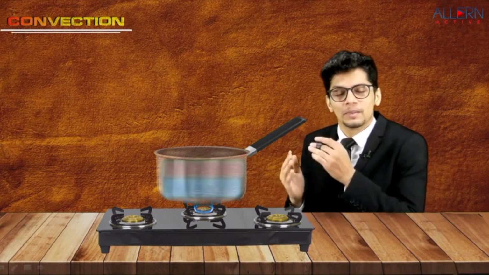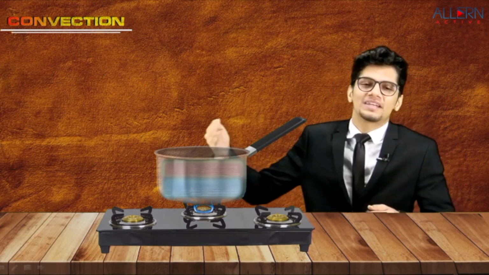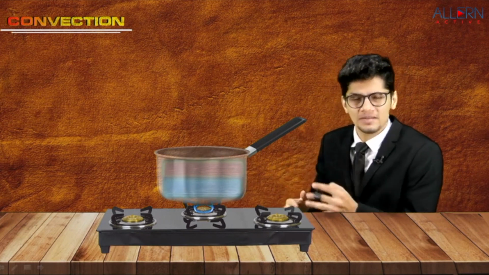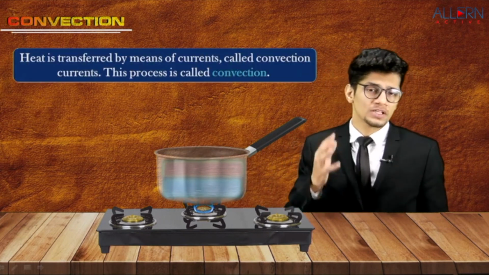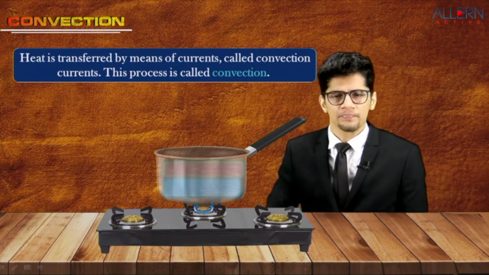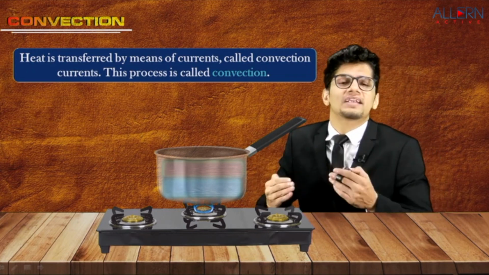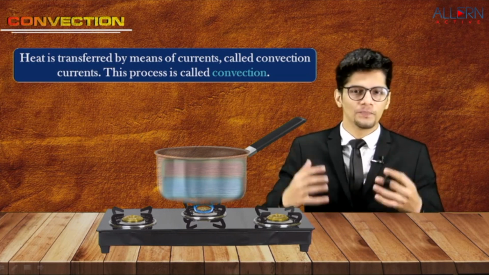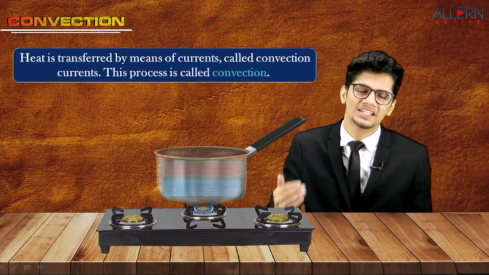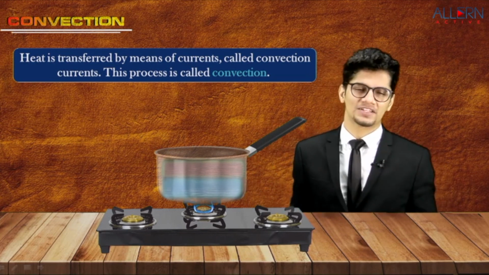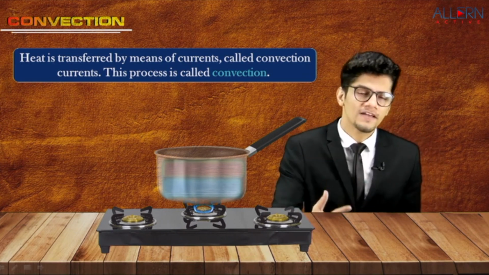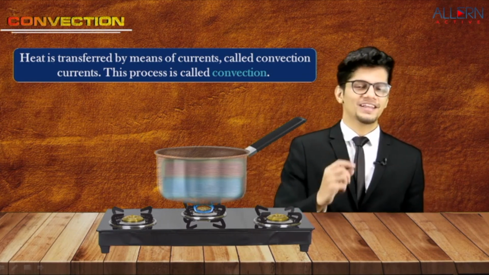So here you see the particles have moved, right? And the heat transfer has also taken place. In solids, that is in conduction, the particles did not move. They only transferred their energy to the neighboring particles, right? So convection mostly takes place in fluids. Here the definition for convection is: heat is transferred by means of currents. What does current mean? Current means to flow. It's called convection currents, and this process is called convection. So convection mostly takes place in fluids. Conduction takes place in solids.